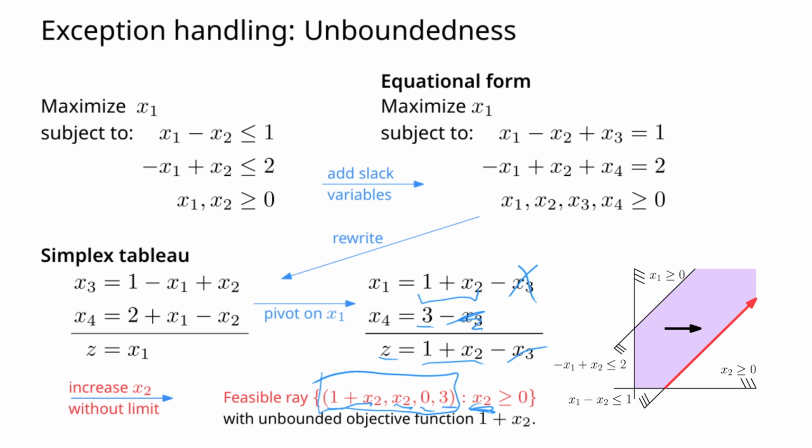So now we can not only read off that our LP is unbounded, but we can also get a witness for that, or a set of solutions which give me arbitrarily large objective value. So that was the first special case.